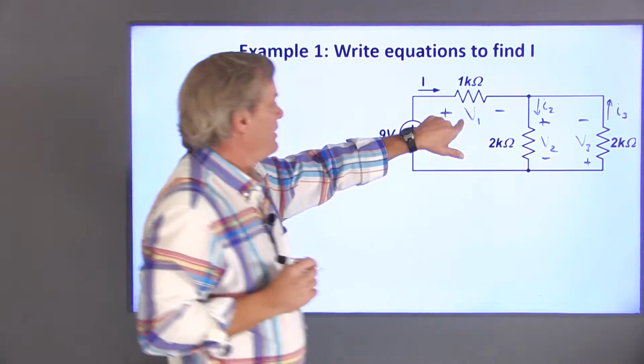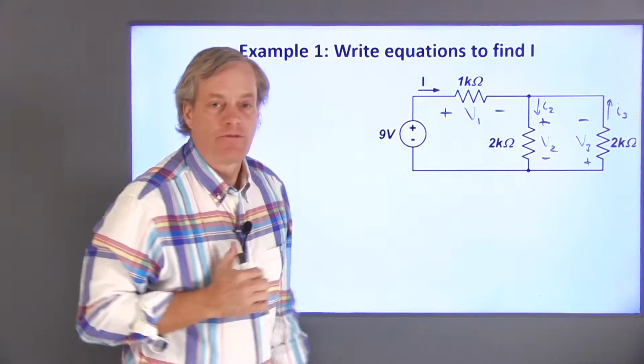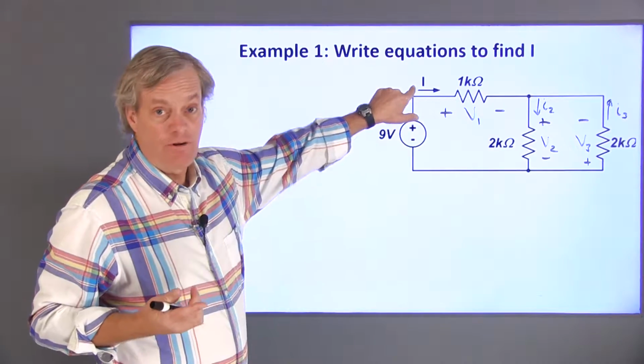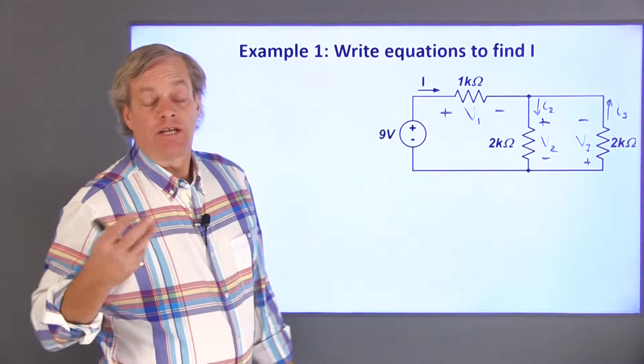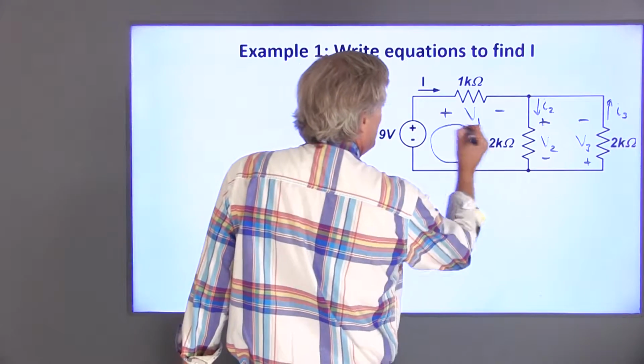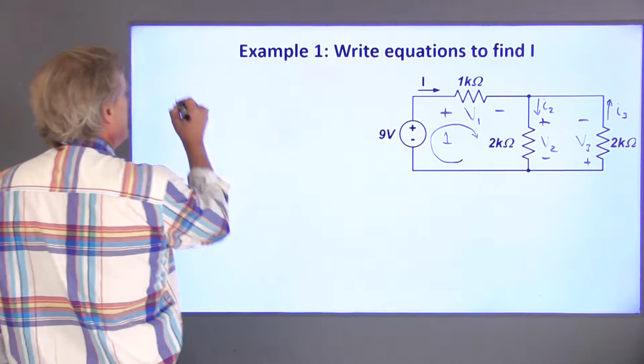Now we have 6 unknowns: 3 voltages and 3 currents. I need to write 6 independent equations so that I can solve that for I. Those equations are going to come from KVL, KCL, and Ohm's law. I'll do KVL around this leftmost loop, loop 1, first.